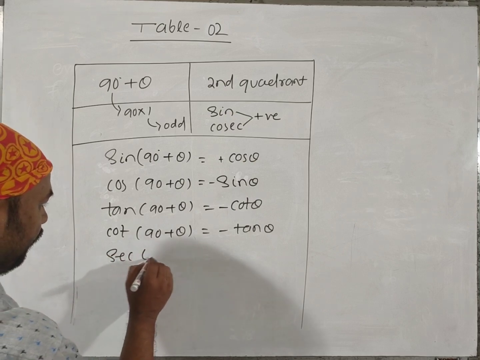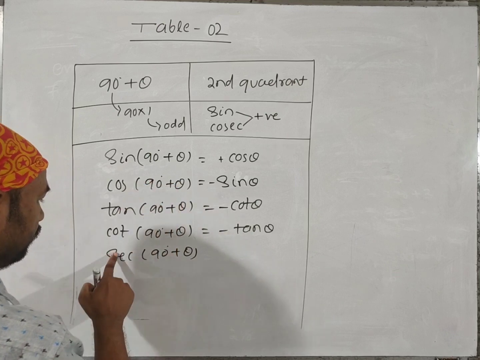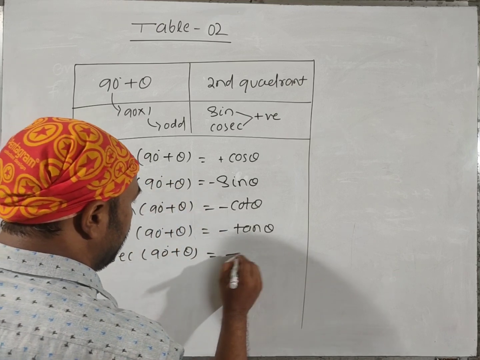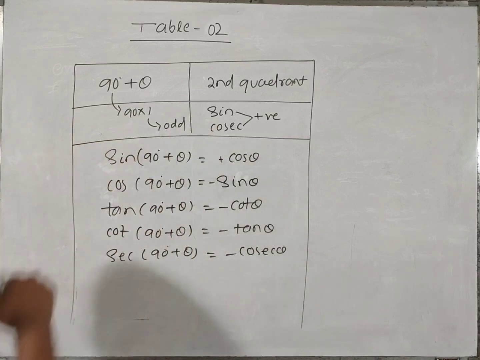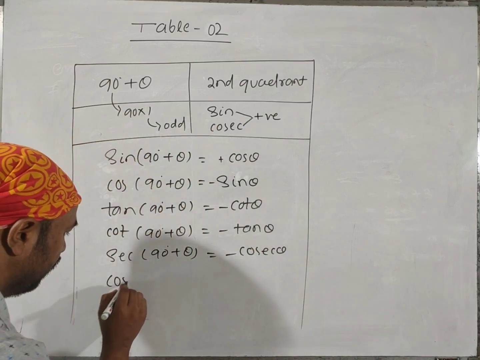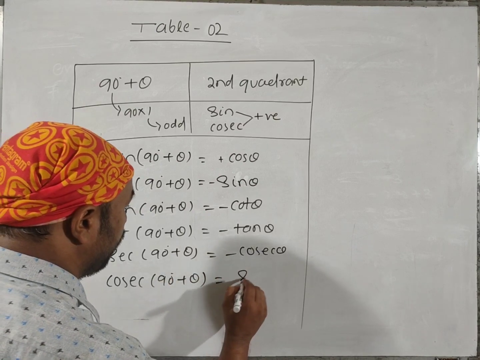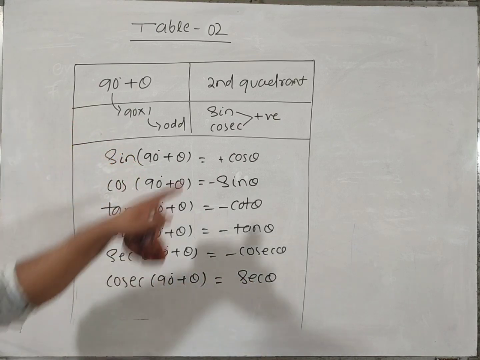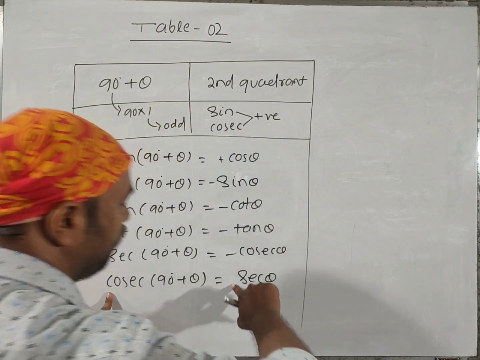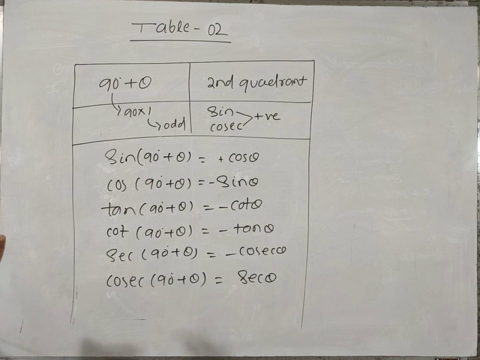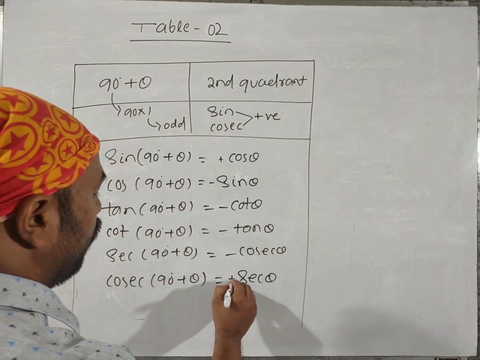Then sec 90 degree plus theta will be minus cosec theta because there is no sec function. Then cosec 90 degree plus theta will be plus sec theta because in the second quadrant cosec is positive, so cosec function will be positive. So it is all about the table number 2. Then let us go through the table number 3.